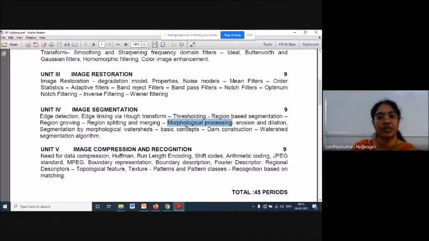Such operators are referred to as morphological operators. Under that, you are going to study the erosion and dilation concepts and segmentation by means of morphological watersheds. Some basic concepts which you are going to study here are the basic dam construction and watershed segmentation algorithms, which you all might have come across.